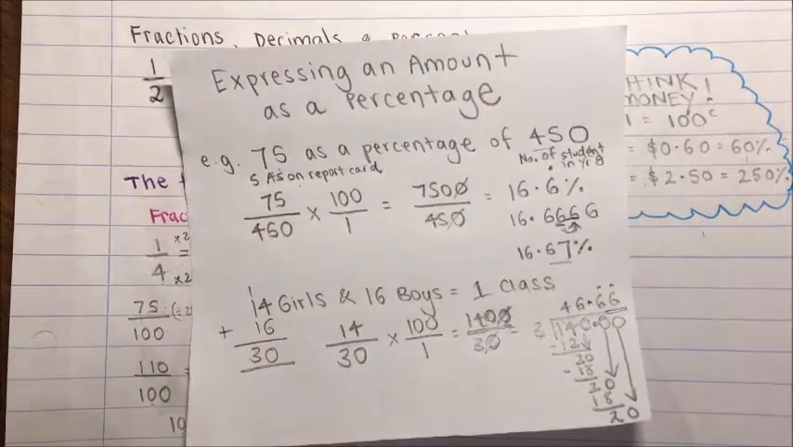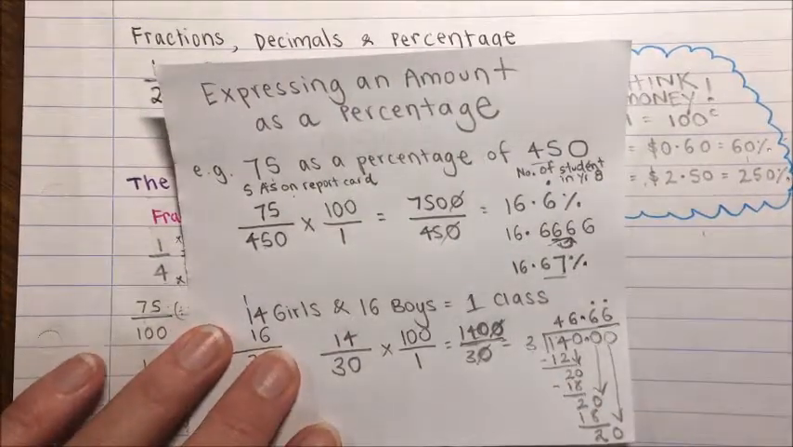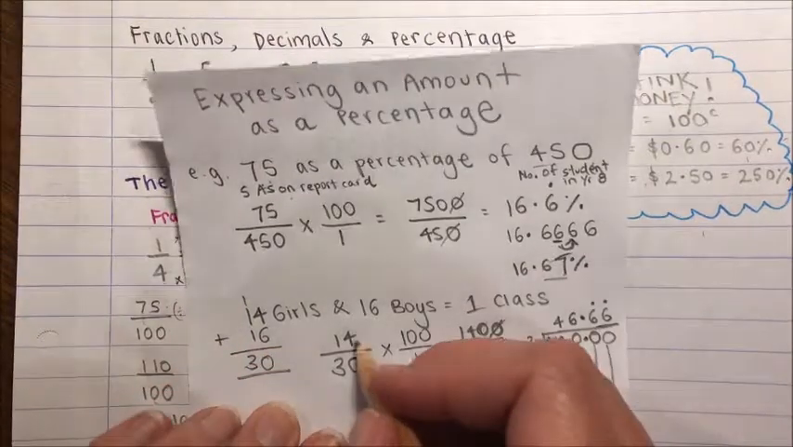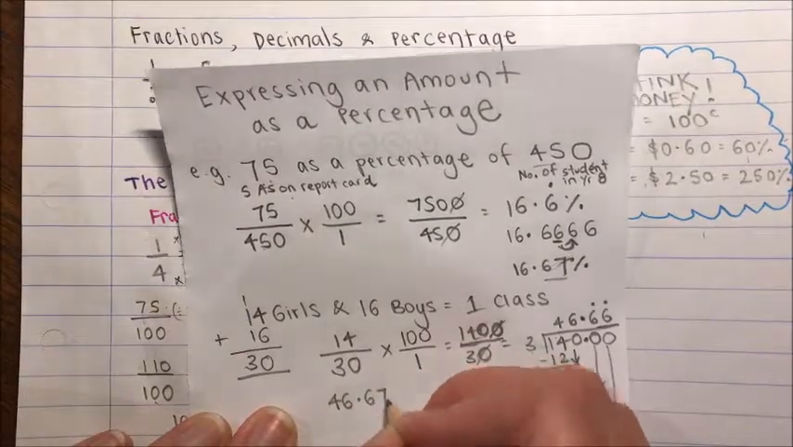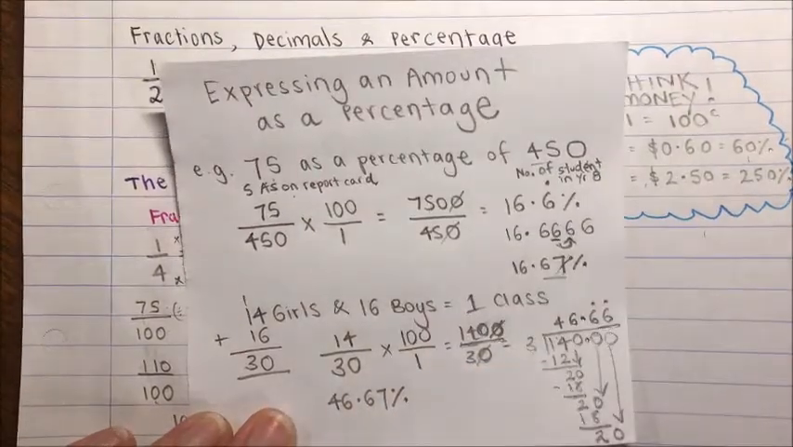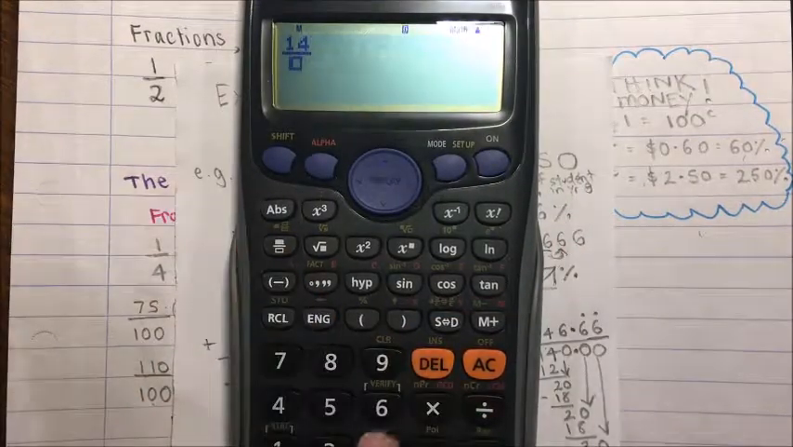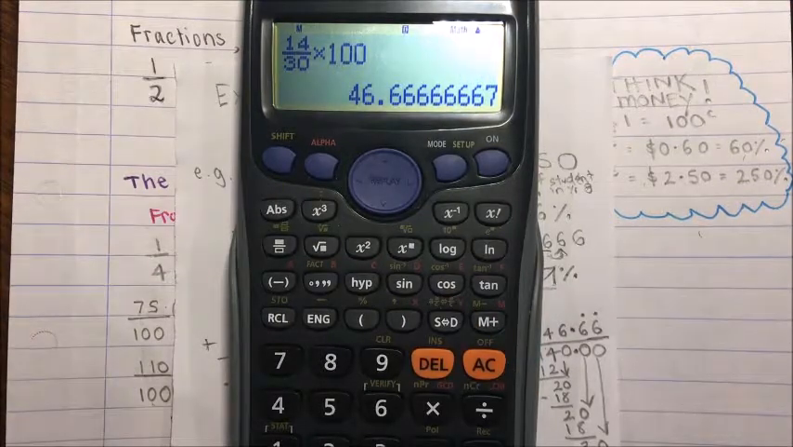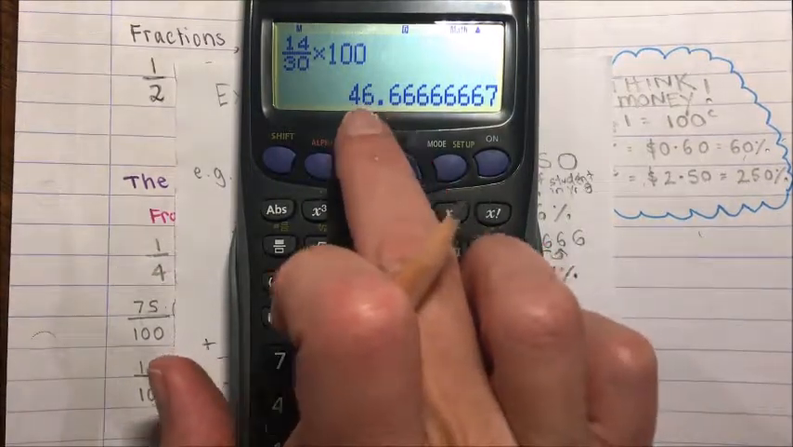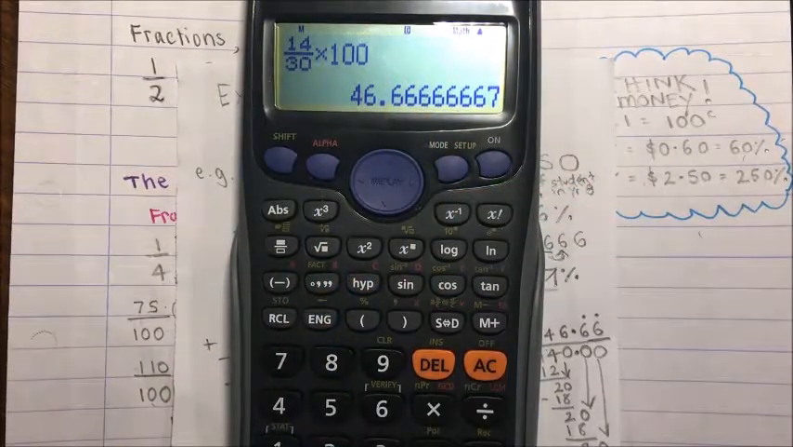So if I've got 46.6666666, I'm going to do what I did here and round up that last digit. And I'm going to end up with, what percent of the class are girls? 46.67%. Let's just check that. 14 of my 30 students times 100 equals 46.67, because we round to 2 decimal places when we're dealing with percentage.